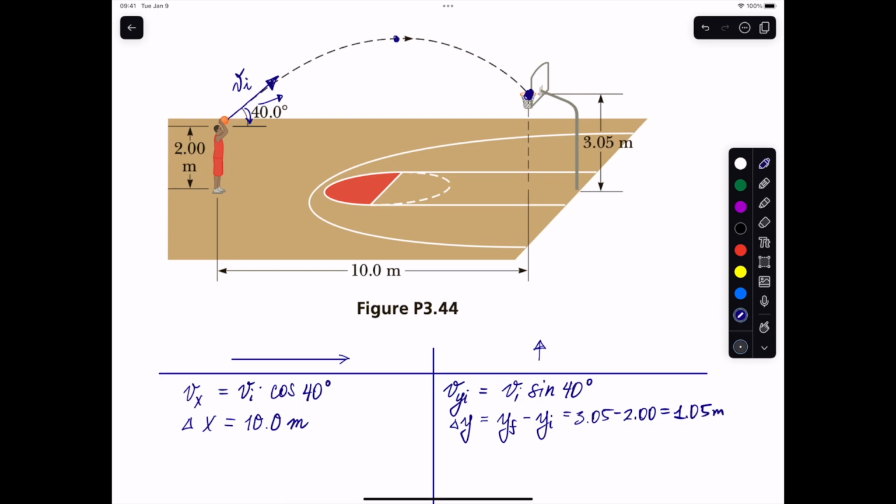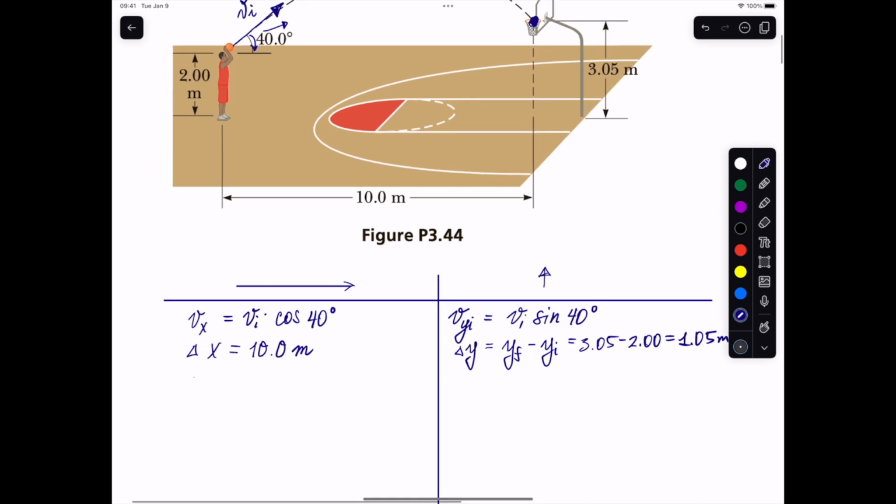All right. So here we have our V initial cosine and V initial sine for our two velocities, and we have two displacements. How can we find time? I know that for the time, I have equations like change in t horizontally is going to be change in x over Vx. I do not know what Vx is, but I do know the expression for it. So I'm going to say change in x over V initial times cosine of 40.